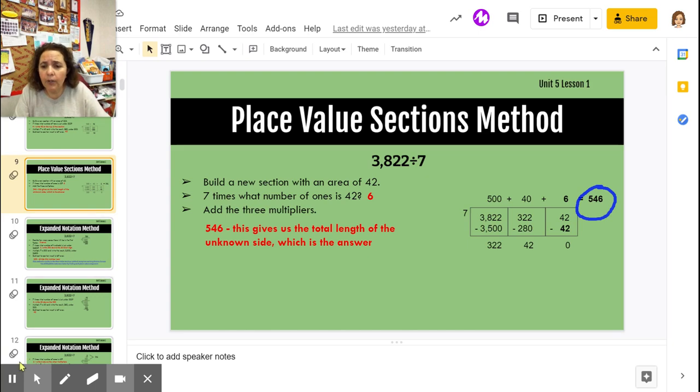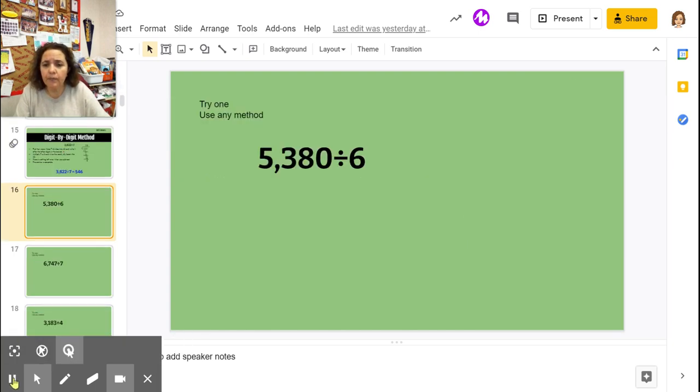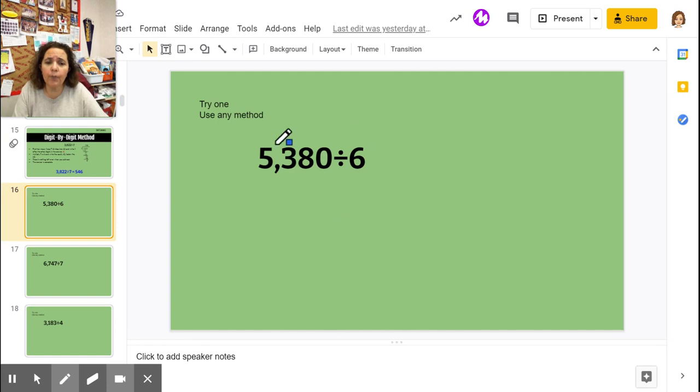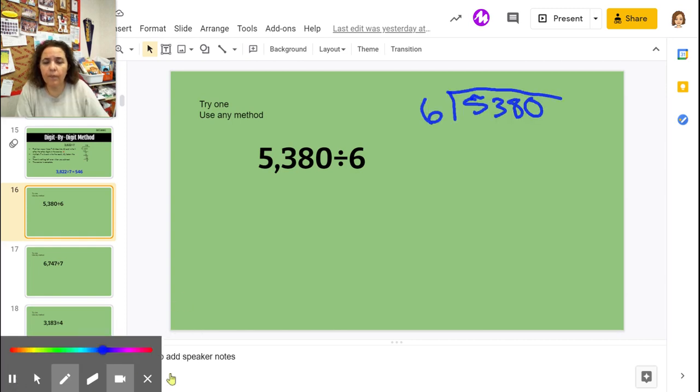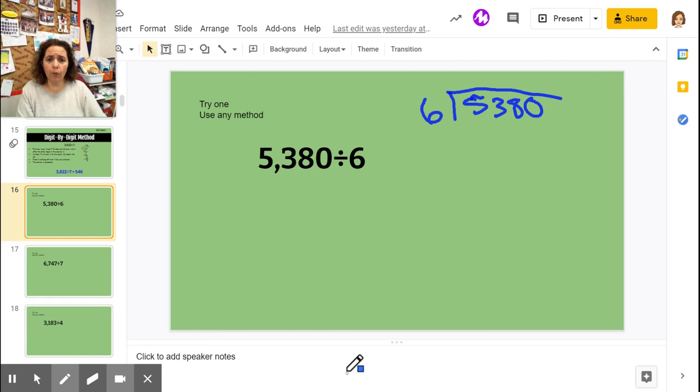So now let's try some. Okay, so try one. Use any method. If you think you can do this by yourself, go ahead and pause the video and do it by yourself. If you need help, then stay with me and I will walk you through it. Okay, I went ahead and wrote it, so go ahead and write it down and then come back to me if you need my help.